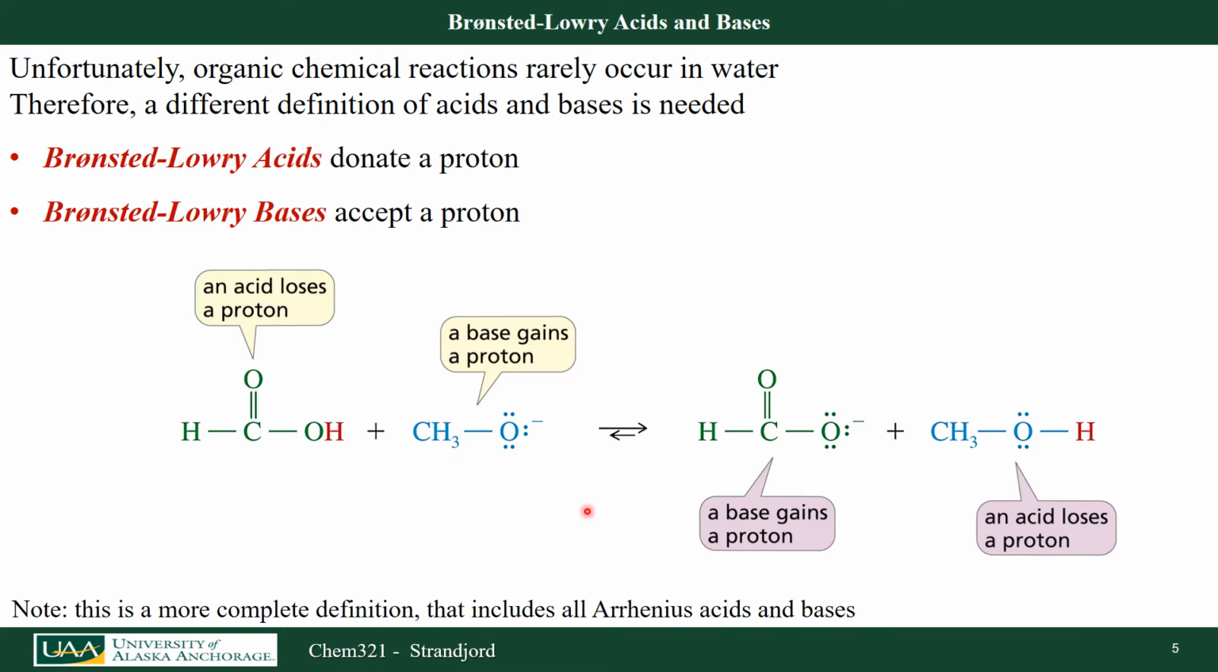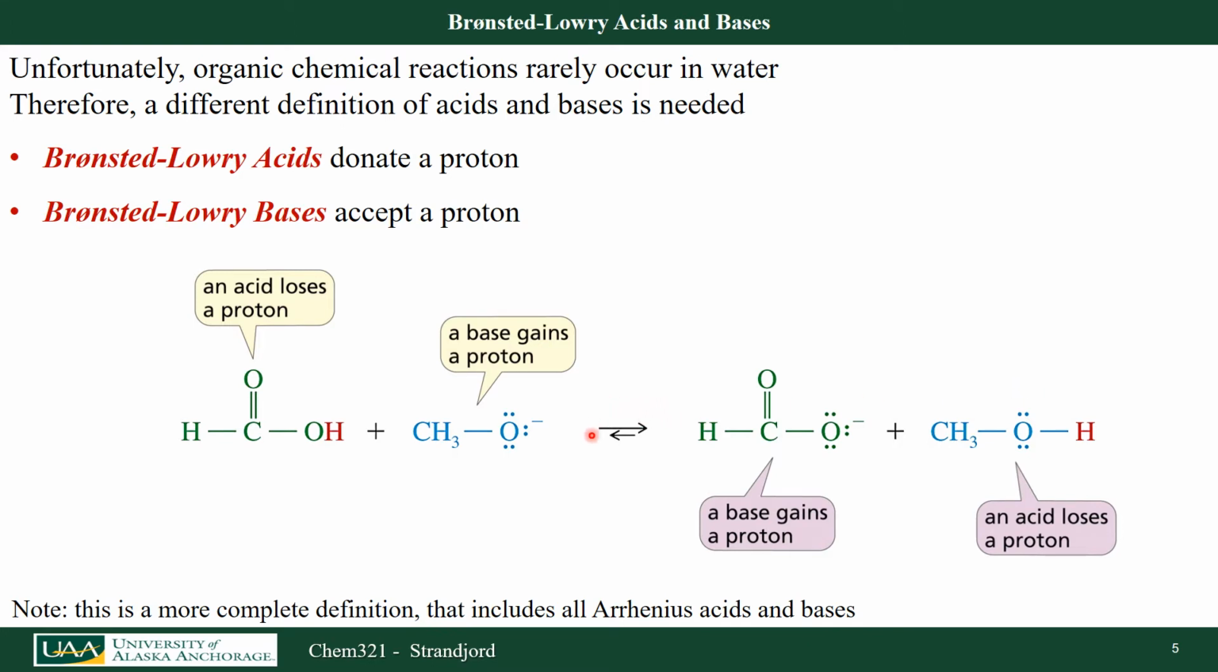My methoxide ion gains a proton, so it's a base. So here is the molecule after I lost the proton, and here is the methoxide after gaining a proton. Notice that now this has become a base because it wants a proton, and this one has become an acid because it wants to lose a proton.